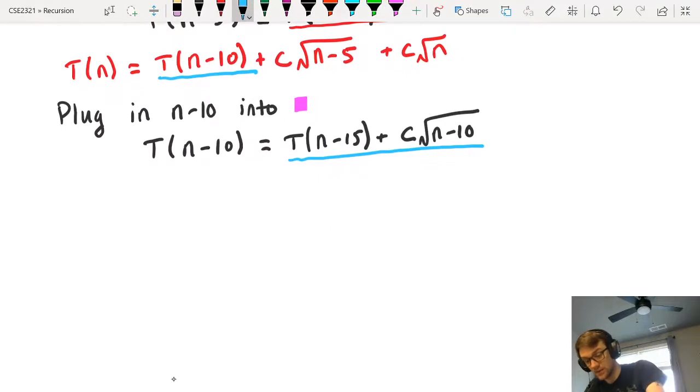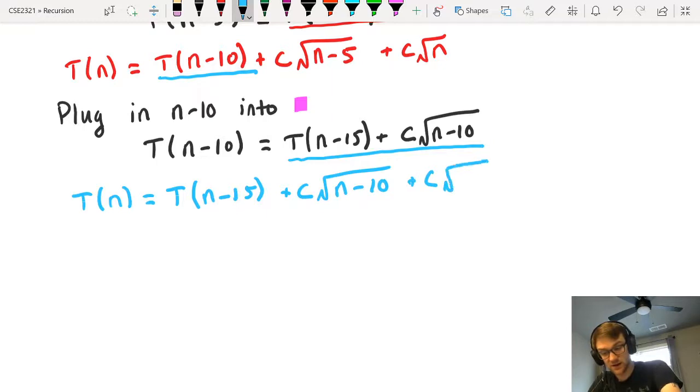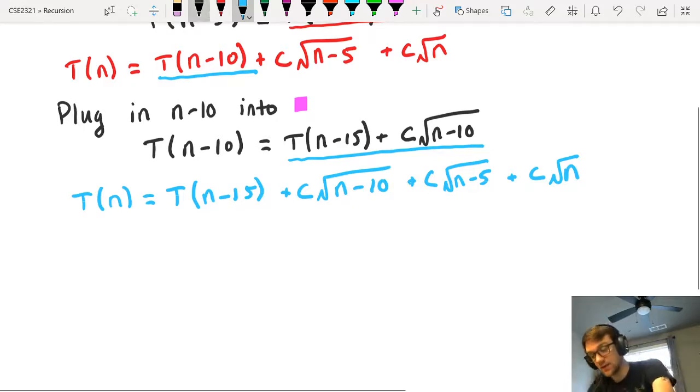Doing so, we get t of n is equal to t of n minus 15 plus c times radical n minus 10. That's from the substitution, but then we still have those two additional terms, plus c radical n minus 5 plus c radical n. Once we've arrived at this expression, our goal is to identify a pattern in what we see here. There are two places we need to identify the pattern.